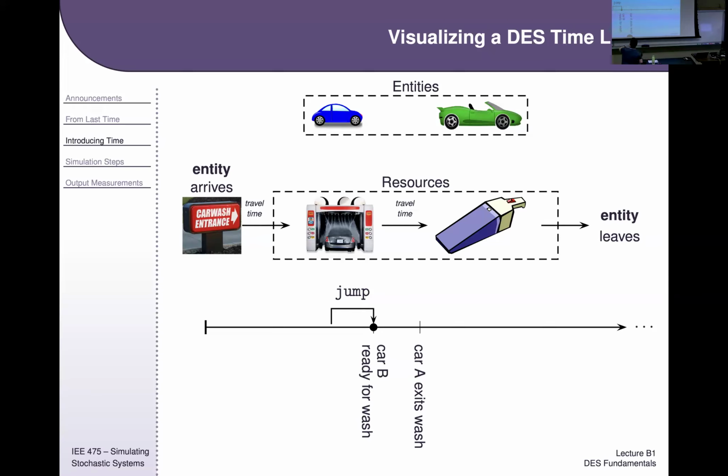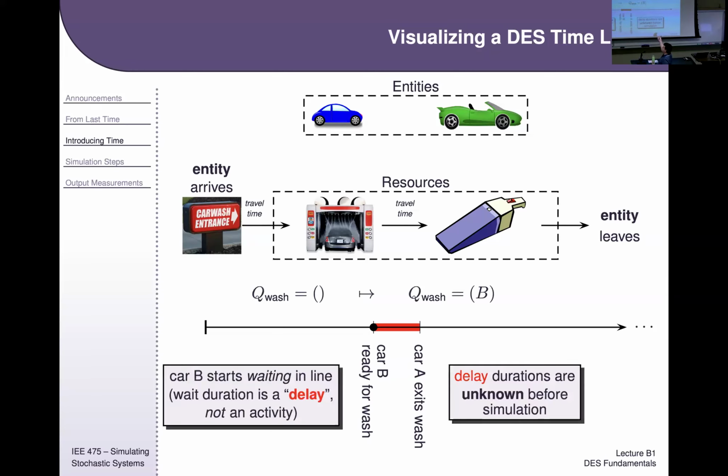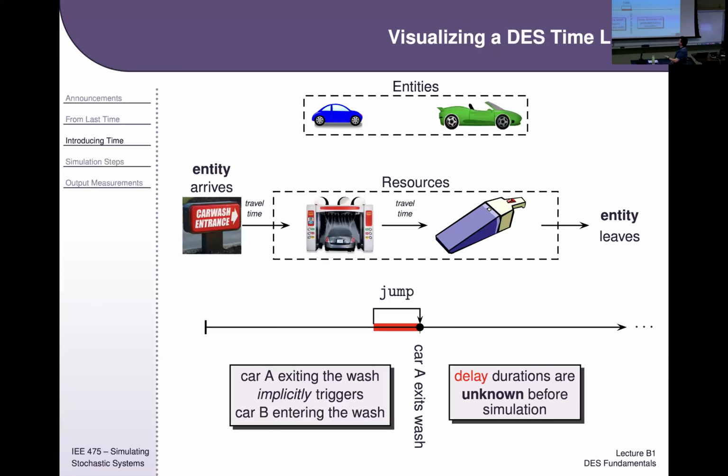So at this point, we just have to say, car B, you get to wait in line. So we're going to probably have a state variable keeping track of how many cars are in line. We're going to add B to that line. So we add them to the queue. We say Q, B is in line. And then that's all we can do. So we've added them to the line.